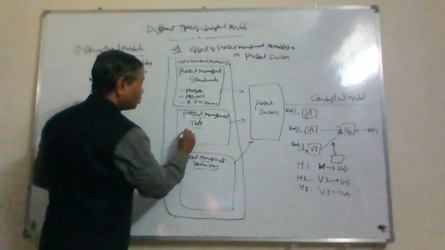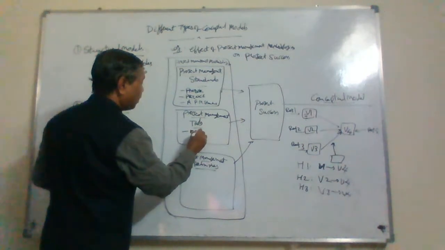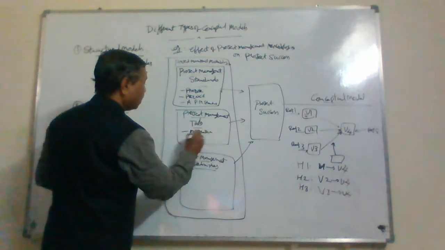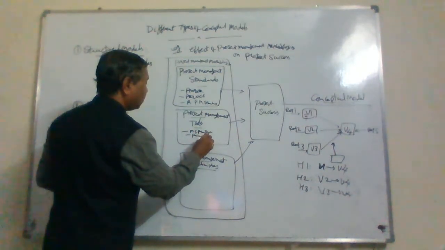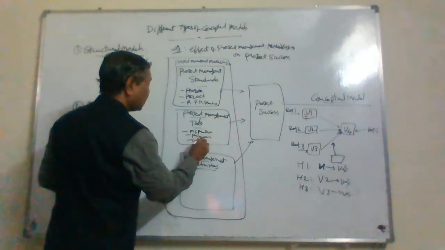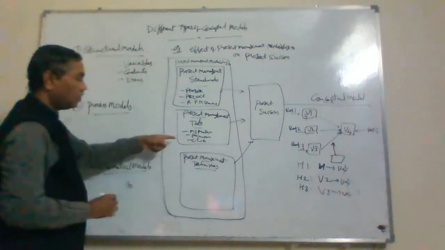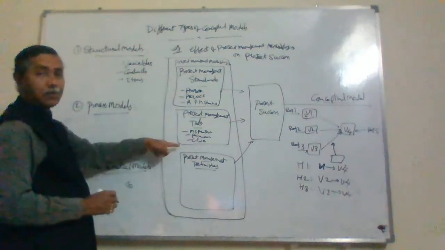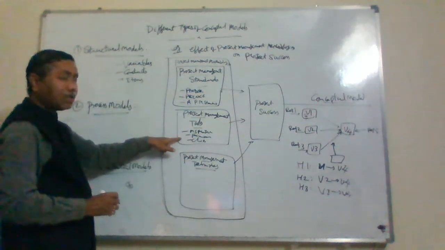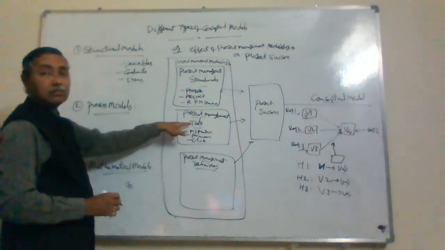Similarly, project management tools: MS Project, Primavera, Clarity, CA software. Different project management tools will come. These will become the items in this variable.